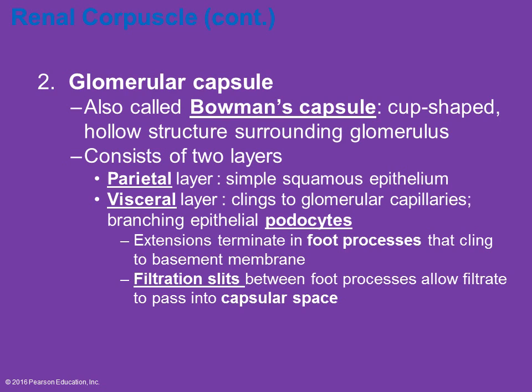And then the second part is the glomerular capsule. It's also known as the Bowman's capsule. It is surrounding that glomerulus. If you were to look at it, it looks like a hollow cup around the glomerulus. It is also composed of a couple of different layers that assist with the filtration process.